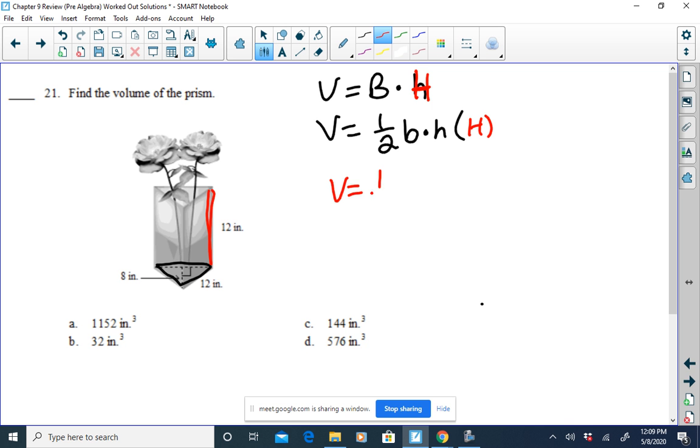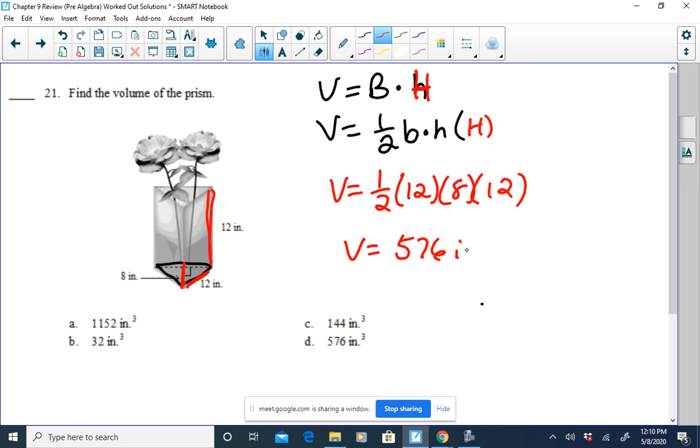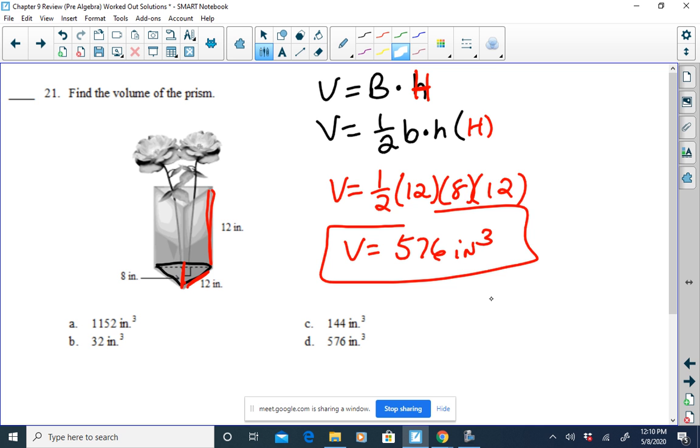So the volume is going to be 1/2 times the base area, which is 12 times 8, and then the height of the prism, that's going to be 12. Then we multiply all that together. That should be 576 cubic inches. Check that with your calculators and make sure you're getting the same thing, 576 cubic inches.